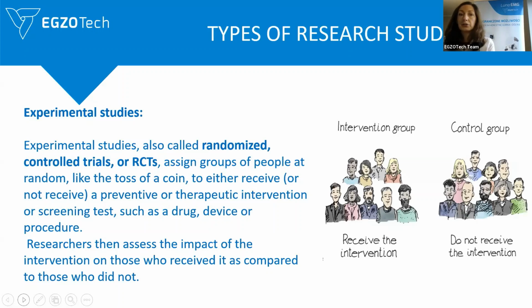And here you assign groups of people at random, like the toss of a coin, to either receive or not receive a preventive or therapeutic intervention or screening test. This can be a drug, a device, a procedure, or an intervention. Here the researchers assess the impact of the intervention on those who receive it in comparison to those who did not. So basically we have two groups. One receives the intervention and the control group does not receive the intervention.